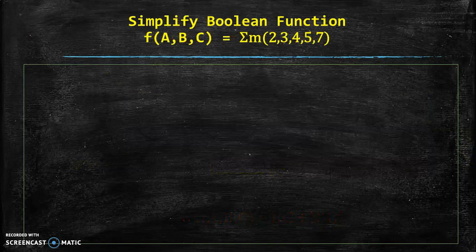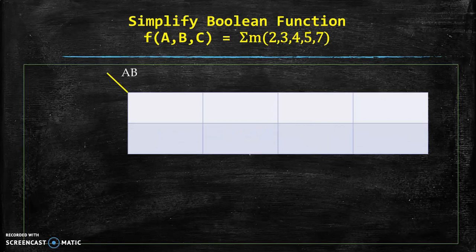Let us take another example, f of ABC, and it is given as summation m 2, 3, 4, 5, 7. We have been given minterms, and summation indicates that it is in SOP form with 3 variables. So we have to prepare a K-map as usual with 8 cells. We write variables A, B and C. We give numbers 00, 01, 10 and 11 for AB. We write variable C, and we give numbers 0 and 1 for C.